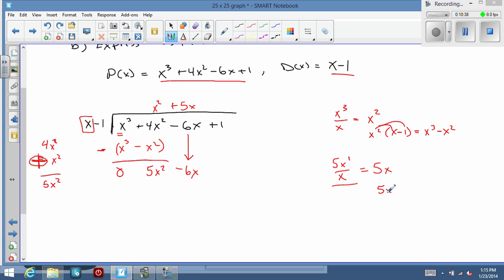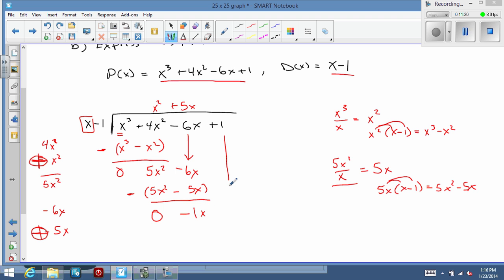And I'm going to take 5x and multiply it by the x minus 1. And when I distribute, I get 5x squared minus 5x. So that's going to go down here, 5x squared minus 5x. We're going to put that in parentheses, and we're subtracting. 5x squared minus 5x squared obviously is 0. Negative 6x minus a negative 5x. Again, we have that double negative. So we're adding the 5x. So negative 6x plus 5x is negative 1x. We're going to bring down the 1.